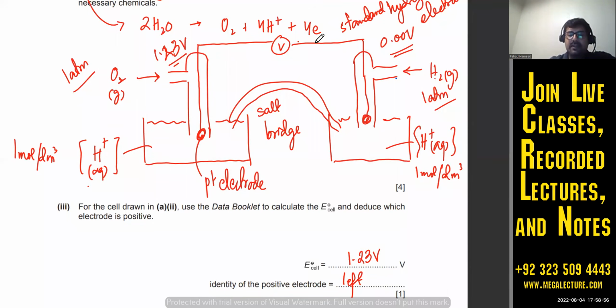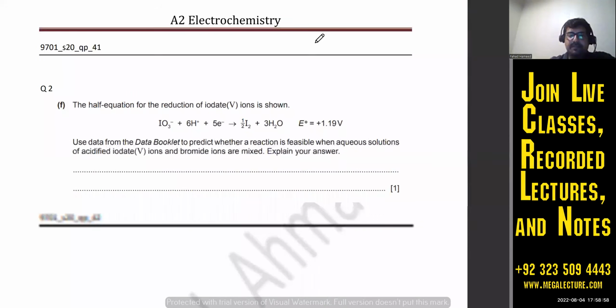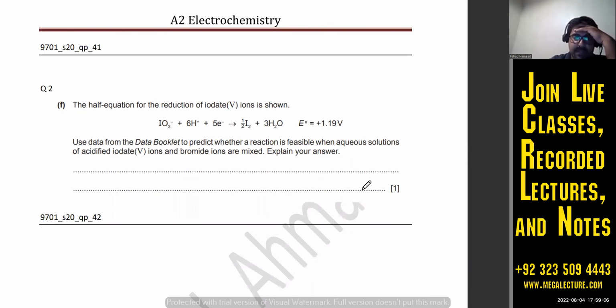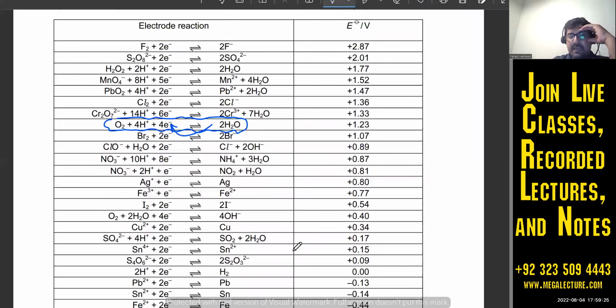So moving on, next one, we've got this equation. He's saying use data from the data booklet to predict whether the reaction is feasible when an aqueous solution of acidified iodate(V) ions and bromide ions are mixed. Now, if you look at the data booklet, you won't find any equations for iodate(V). I don't think you will.